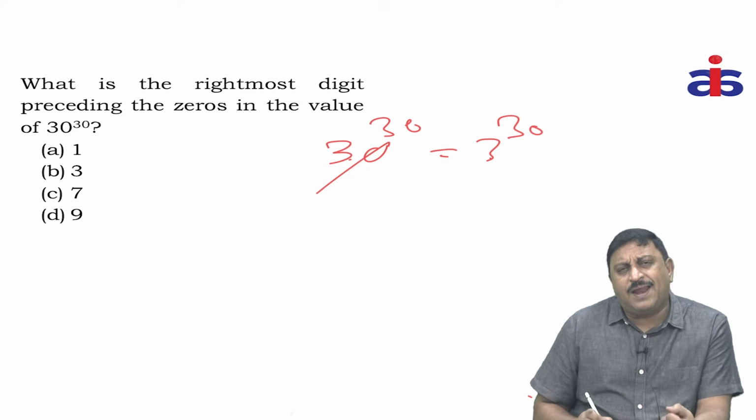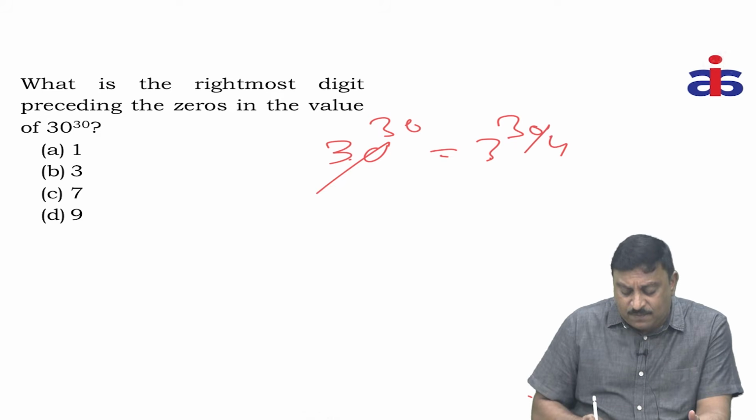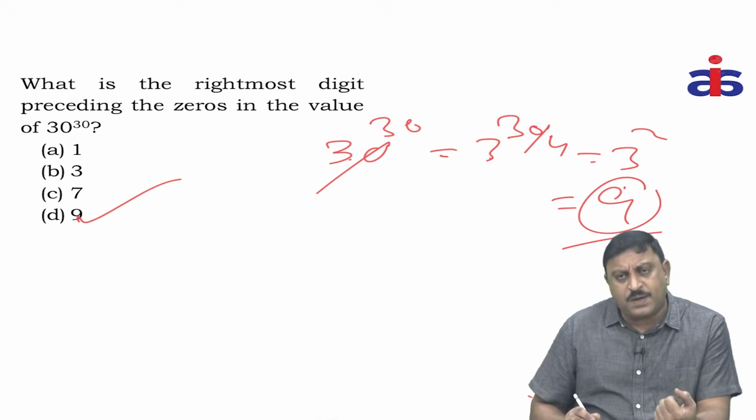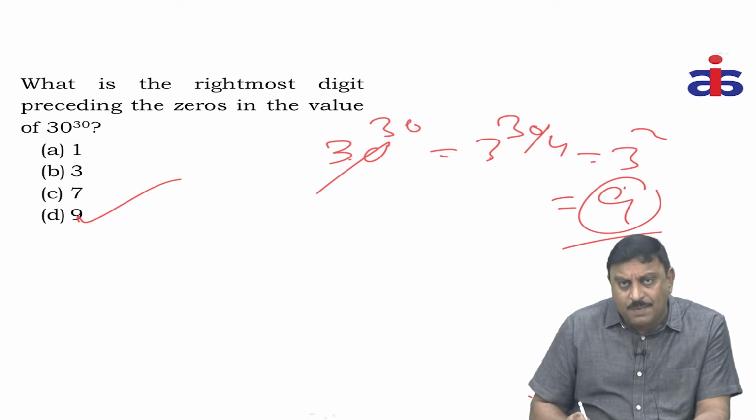3 power 30: any power of 3 when divided by 4, whatever the remainder is. 4 sevens are 28, the remainder is 2. So this is just 3 square. 3 square is how much? 3 into 3, that is 9, that's all. So your answer is simple, right? So everybody scores if you learn a little bit of number system, right? The next.